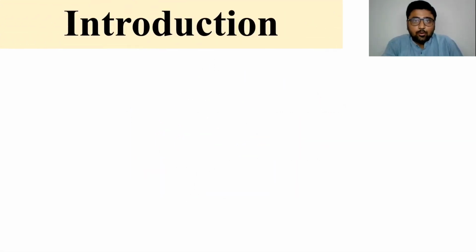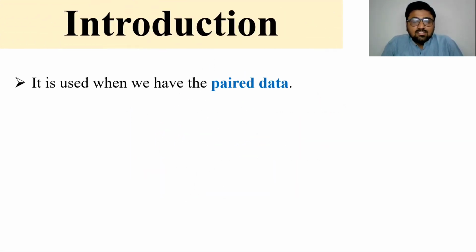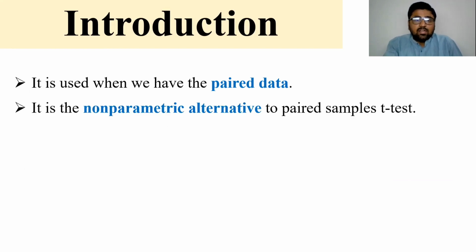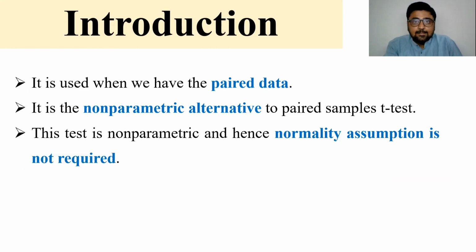Let's begin with the introduction. The Wilcoxon Sign Rank Test is used when we have the paired data. So it is the non-parametric alternative to paired samples t-test. This test is non-parametric and therefore normality assumption is not required. So Wilcoxon Sign Rank Test does not need the normally distributed data.